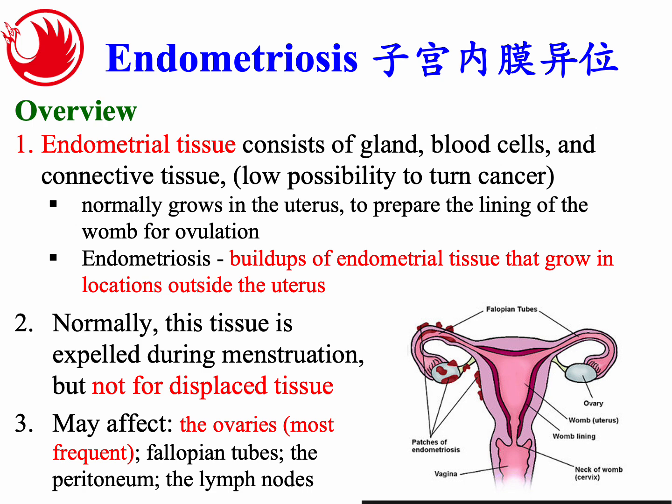So in summary, endometriosis is a condition where endometrial tissue grows outside the uterus, affecting areas like the ovaries, fallopian tubes, peritoneum, and the lymph nodes. Unlike normal endometrial tissue, this tissue is not expelled during menstruation. It is supposed to be expelled, but some stays and it becomes this problem.